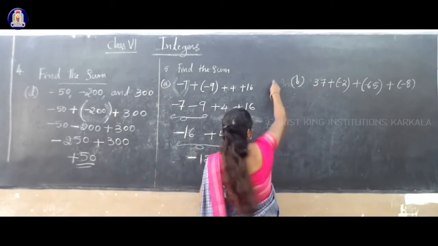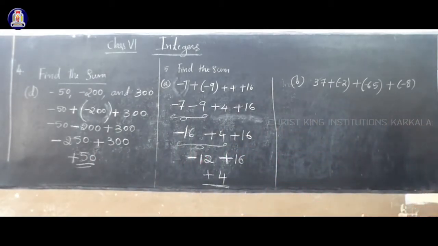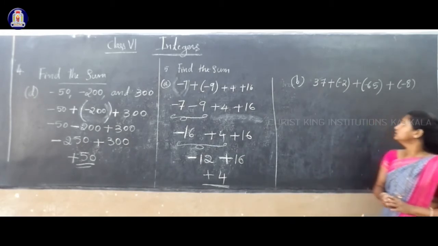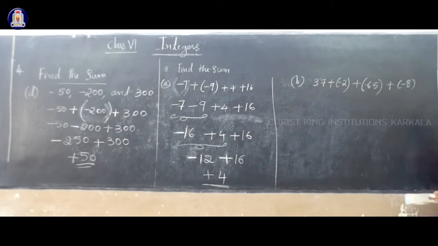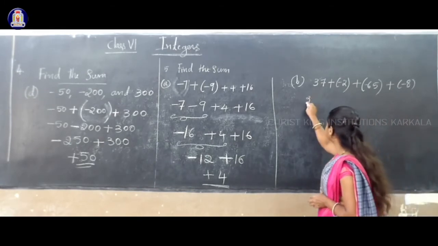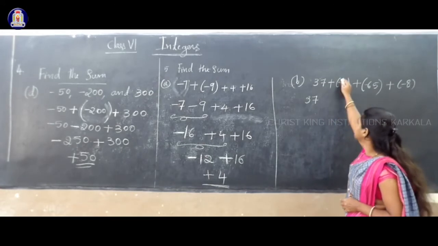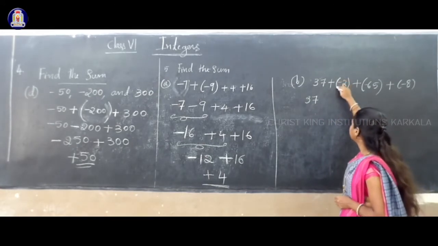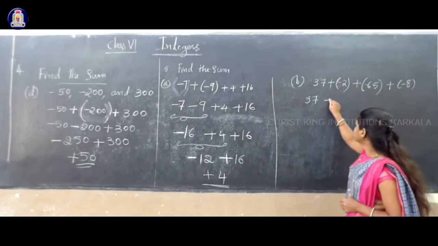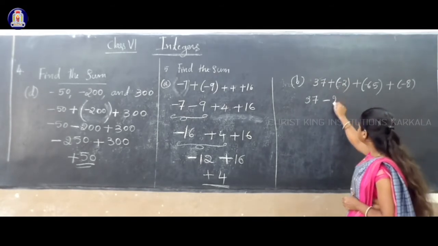Okay, now we solve the second question. That is 37 plus minus 2 plus into minus 65 plus into minus 8. Clear? So how to solve this? See, the first integer is the positive integer plus 37, and the next integer is plus into minus. What is plus into minus? Minus. So minus 2.